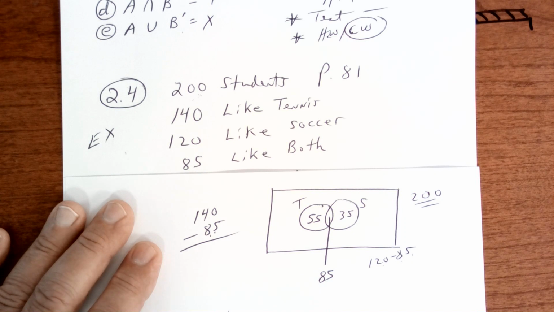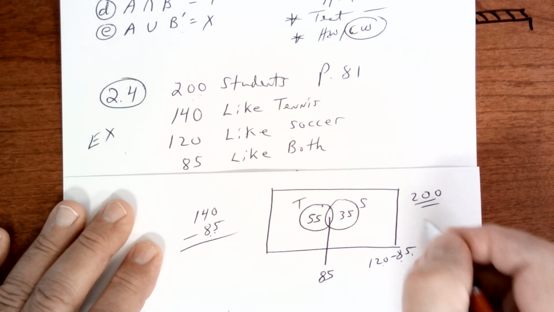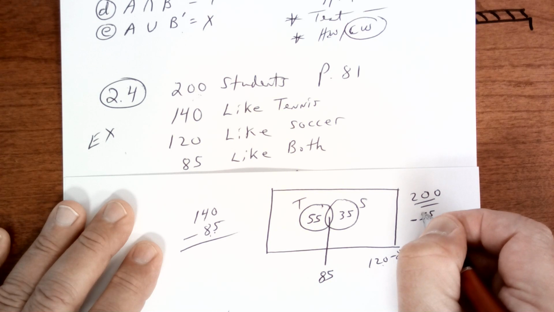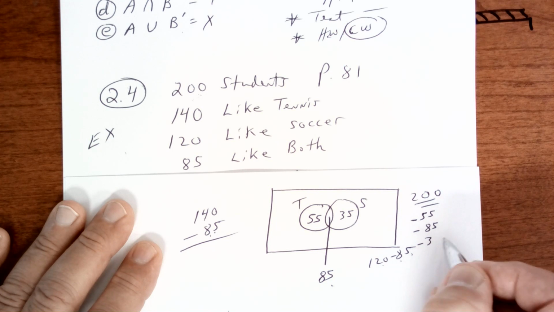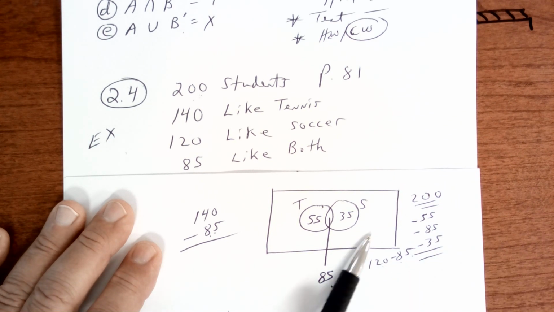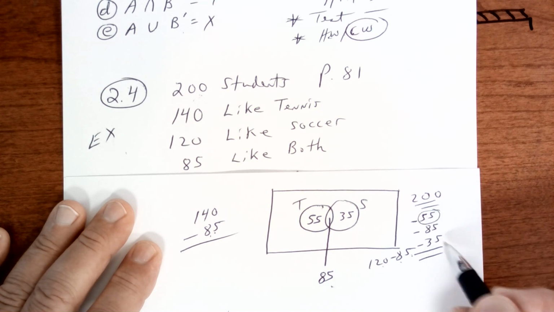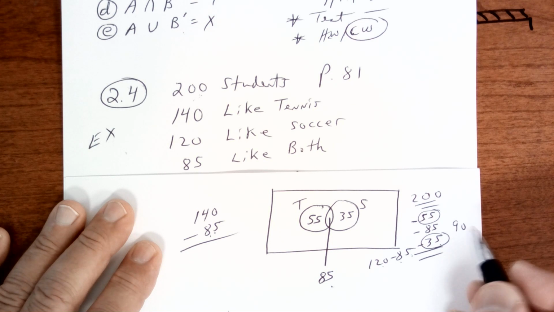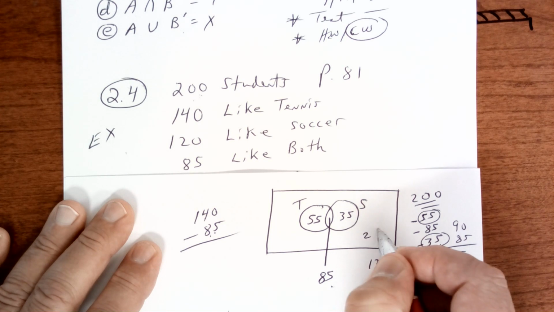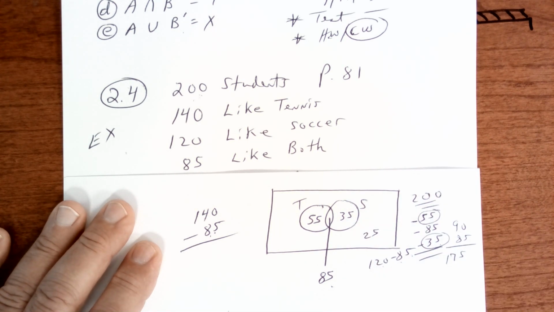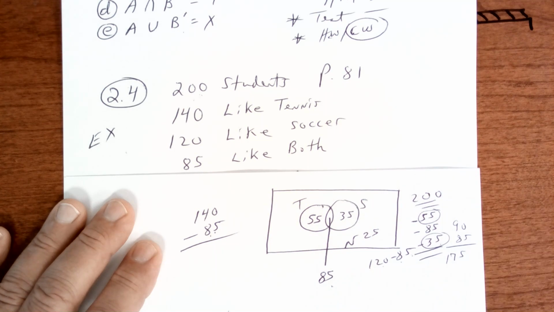Now, you would add all this up and subtract from 200. So minus 55, minus 85, that one, and minus 35. And whatever you get is going to go on the outside here. The people that don't like either. Okay? So let's just see if we can do that real quick. This one and this one looks like 90. And 85 makes 175, I guess. So I'm going to say 25 without using a calculator. And that's what I'm going to put. And those are the ones that like neither.